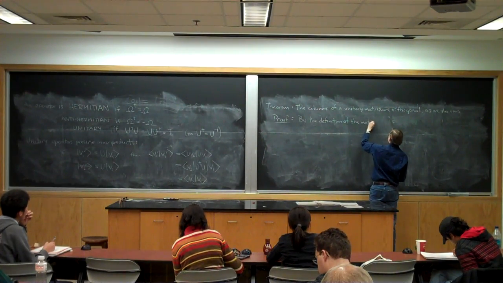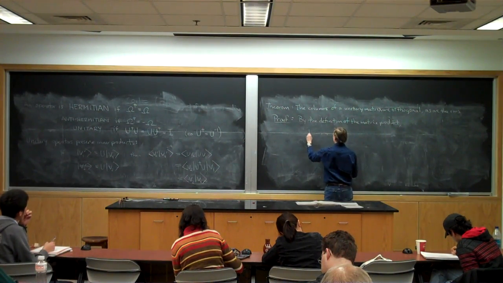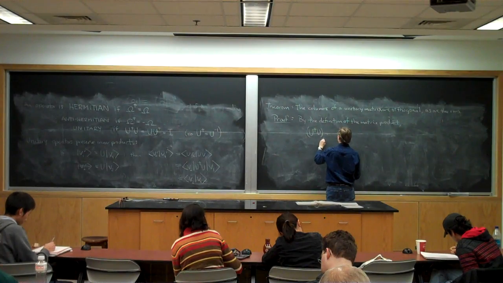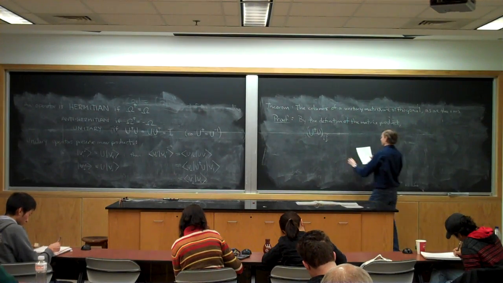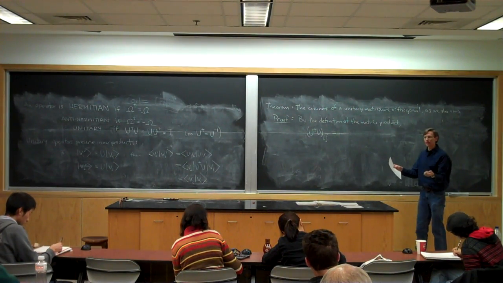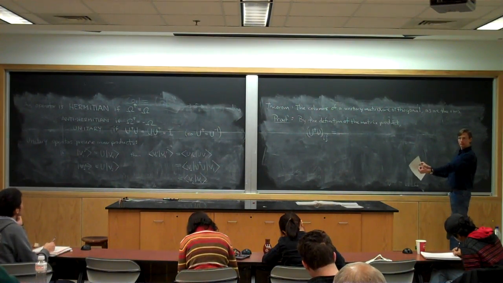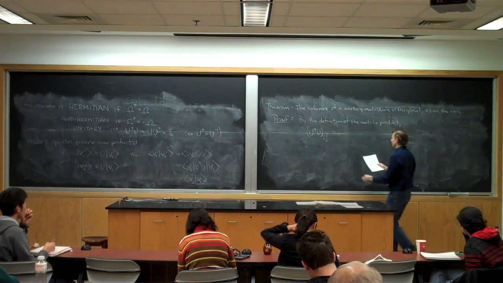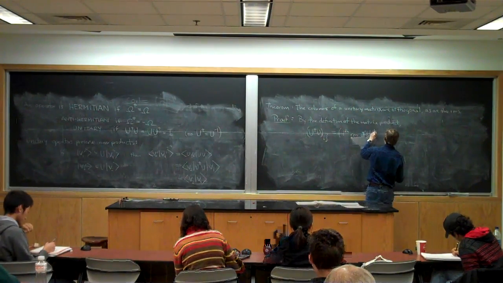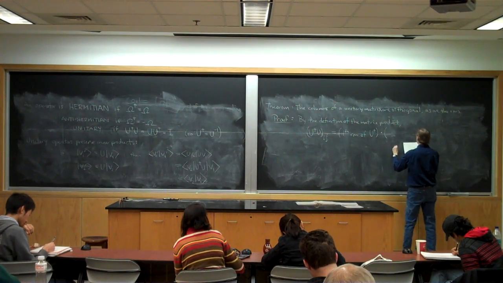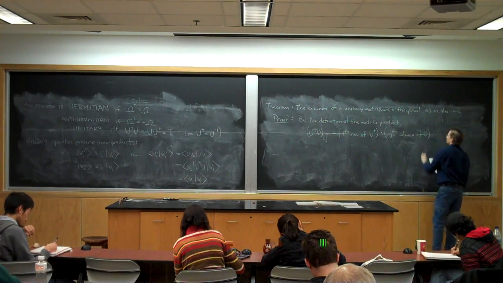By the definition of the matrix product, the ijth element of u dagger u is, well, remember the rule for multiplying matrices: the ijth element is the ith row of the first matrix dotted with the jth column of the second matrix. So this is the ith row of u dagger dotted with the jth column of u.